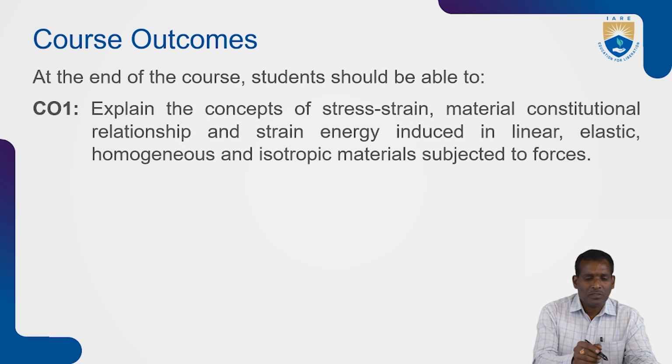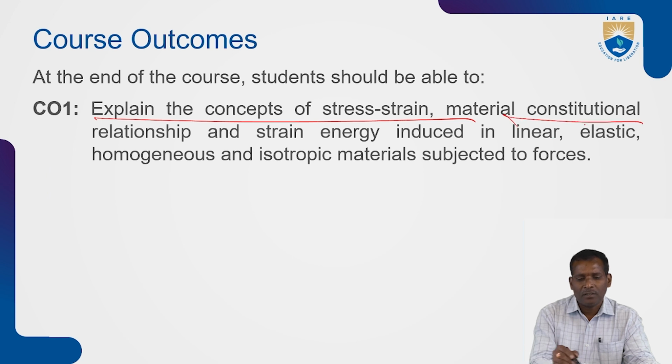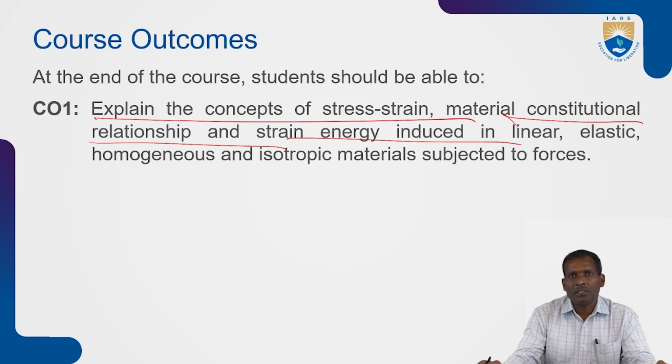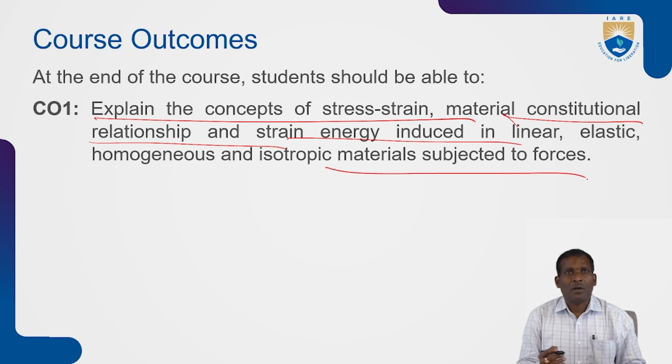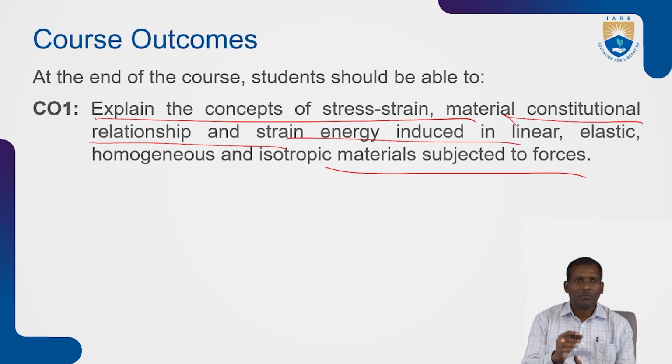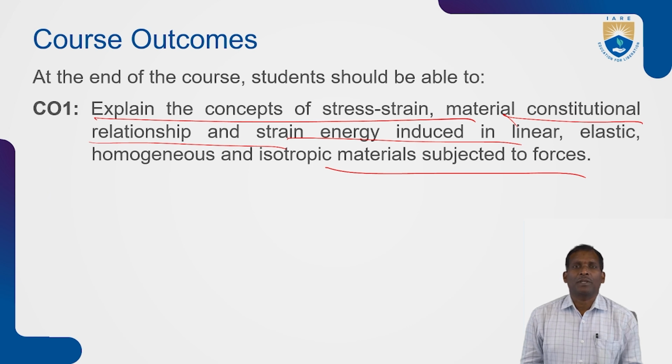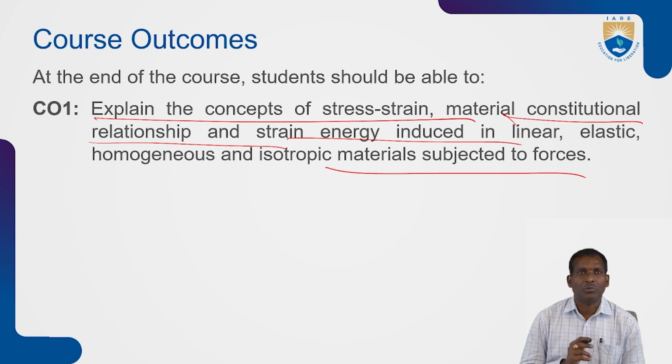So the course outcome is to explain the concept of stress, strain, material constitutive relationships, and strain energy induced in linear, elastic, homogeneous and isotropic materials subjected to forces. After the completion of this module, the student should be able to explain different concepts of stress strain relationships, explain various cross sections and how to calculate the stresses, and answer what the relationship is between the elastic constants.